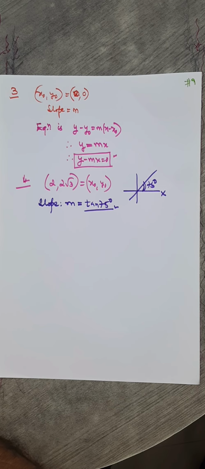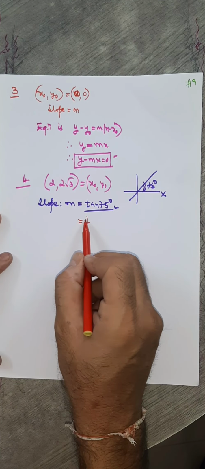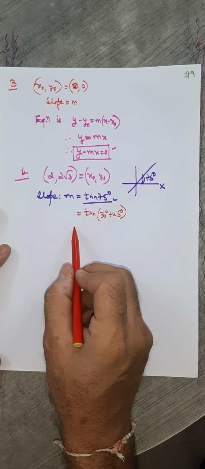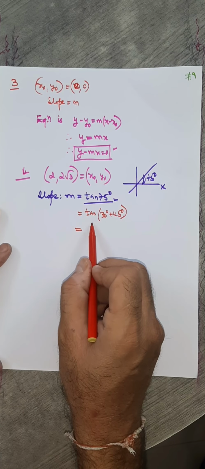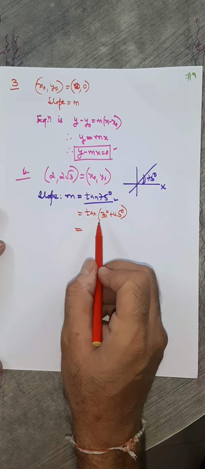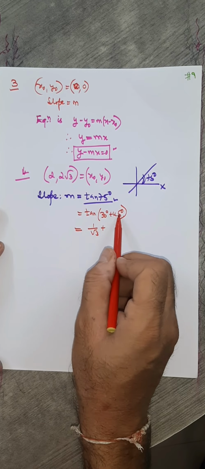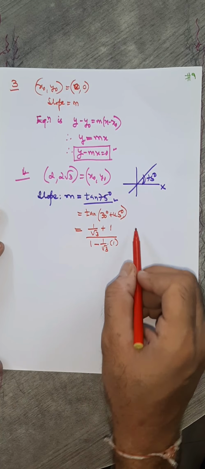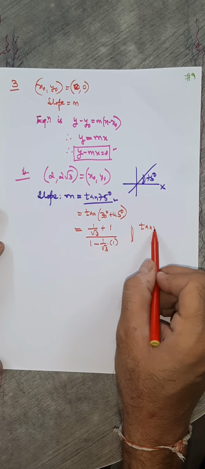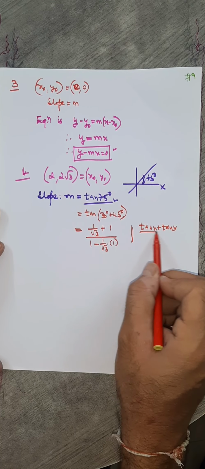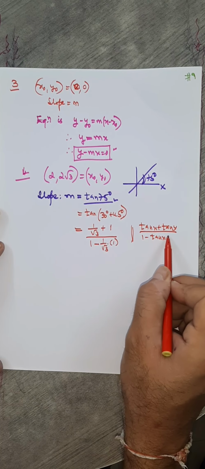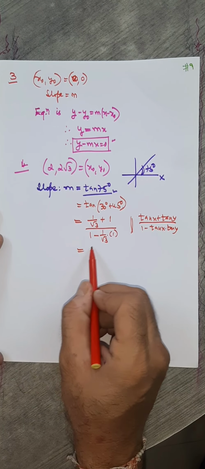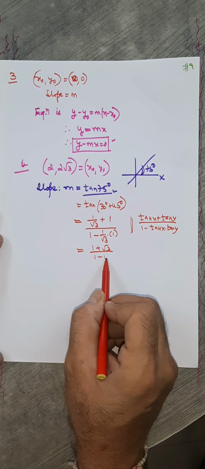Now, do you know how to get tan 75? You can find it using trigonometry, 30 degrees plus 45 degrees. Do you remember? tan(x + y), tan 30 degrees is 1 by root 3, tan 45 is 1, over 1 minus tan 30 into tan 45, 1 by root 3 into 1. Do you remember which formula we used? tan x plus tan y upon 1 minus tan x into tan y. So this is (1 plus root 3) upon (1 minus root 3).